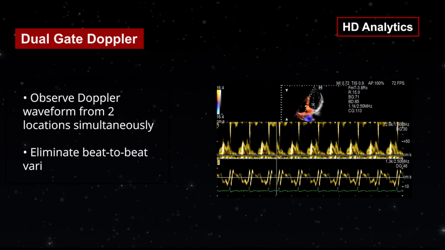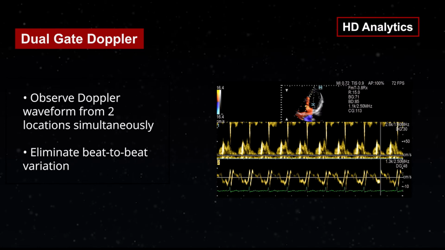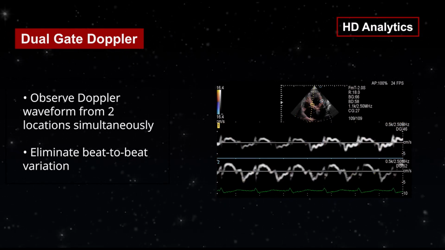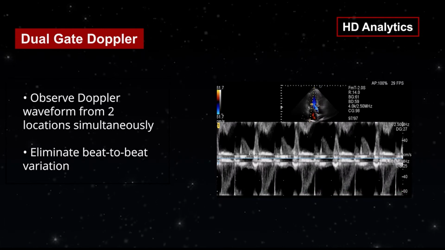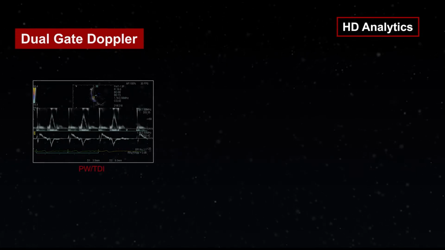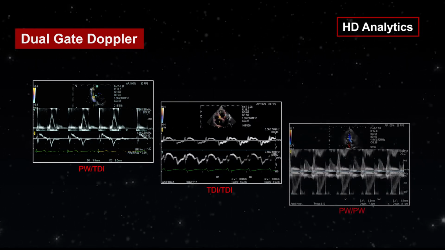On the other hand, DualGate Doppler allows observation of Doppler waveform from 2 locations simultaneously in the same heart cycle, thus eliminating beat-to-beat variation. This unique algorithm comes in 3 combinations: PW, TDI; TDI, TDI; or PW, PW.